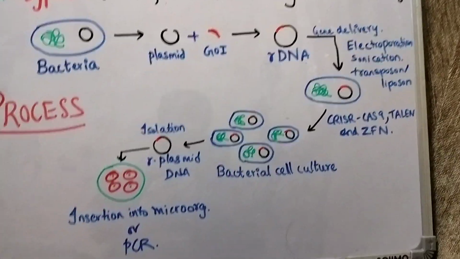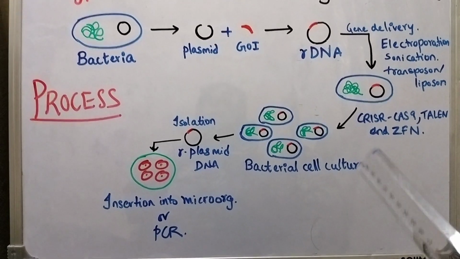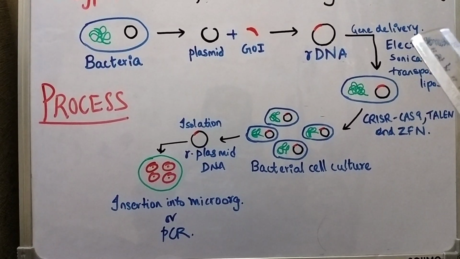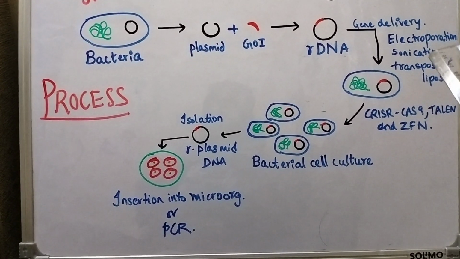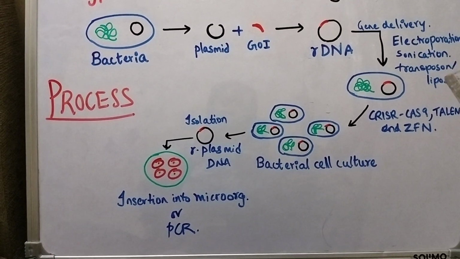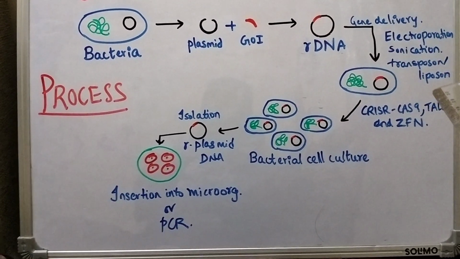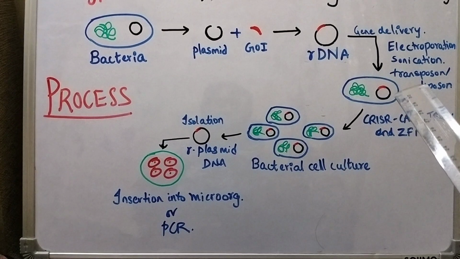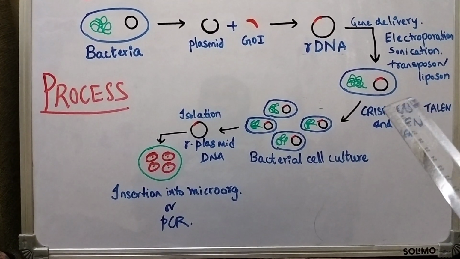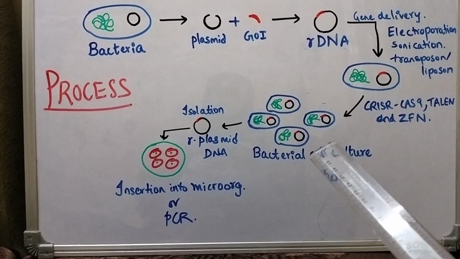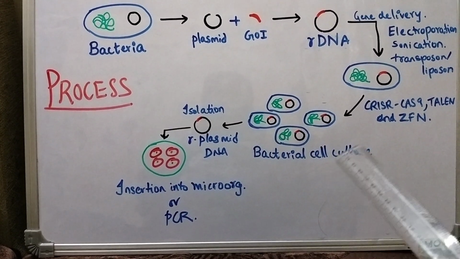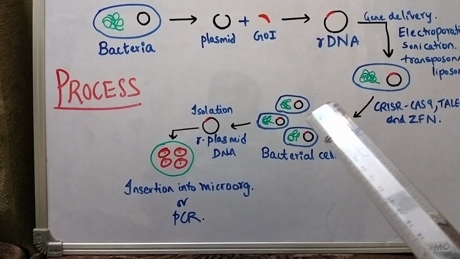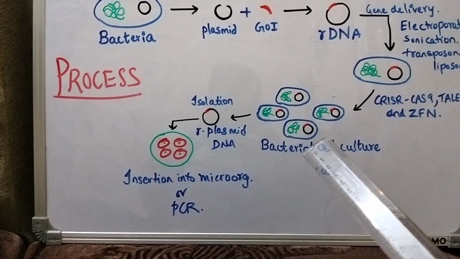This recombinant DNA is then transferred or transformed into the recipient or the host cell using gene delivery techniques such as electroporation, sonication, transposon or liposome mediated gene transfer, etc. Once this rDNA is inserted into the recipient cell, it is then subjected to bacterial cell culture, where multiple copies of bacterial cells having this desired rDNA are formed.